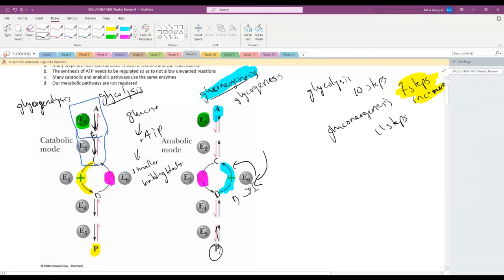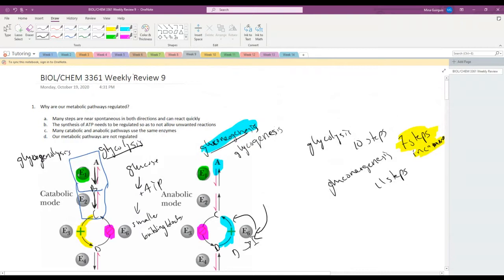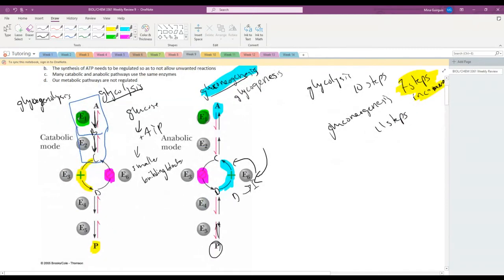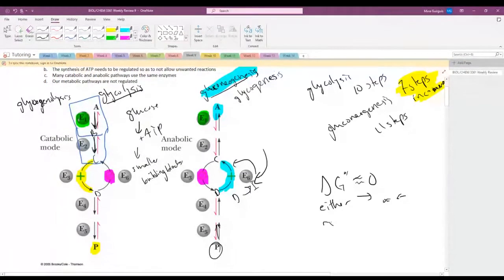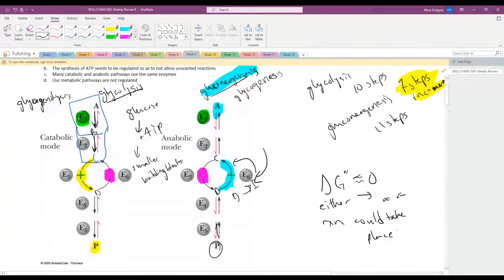Okay? So this is why we need regulation, because if they weren't regulated, the reactions catalyzed by E1 are very, very close to 0 in terms of their delta G values. So delta G, I'll call it not prime because we're dealing with biological conditions, is close to 0, meaning that either the forward or reverse reaction could take place. All right? So we need to keep one of them regulated so that they don't both take place and waste energy for nothing.